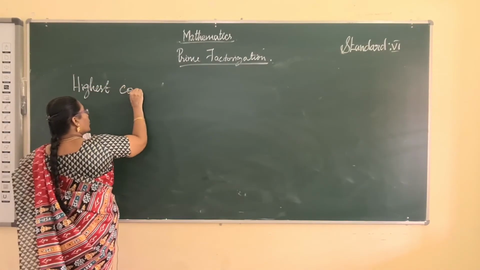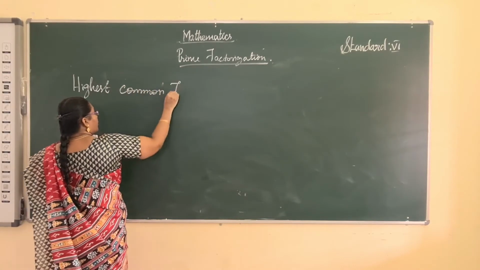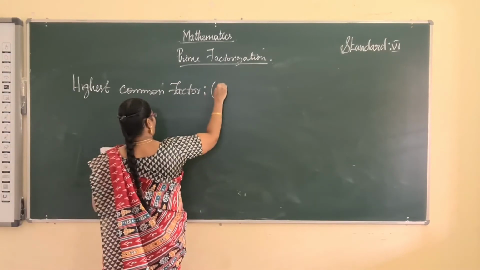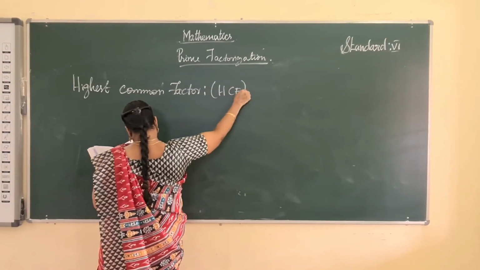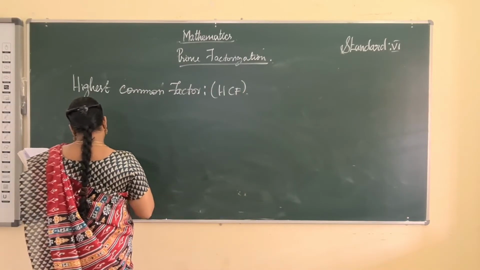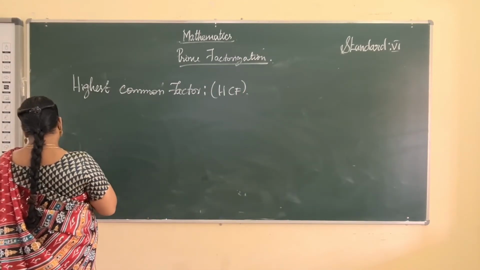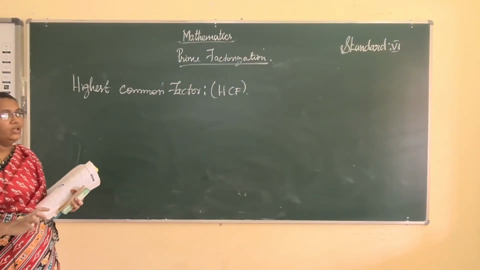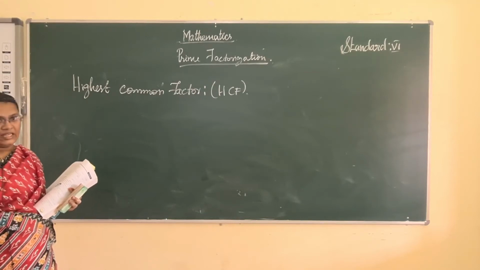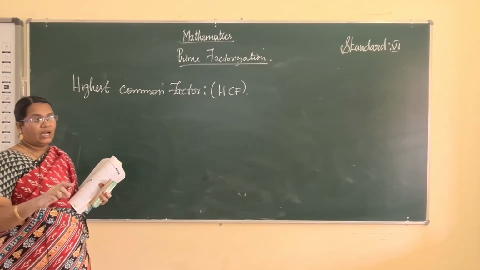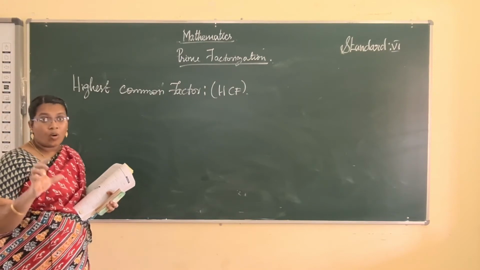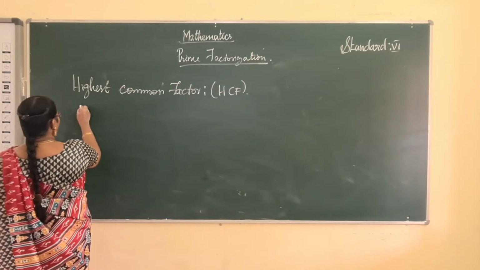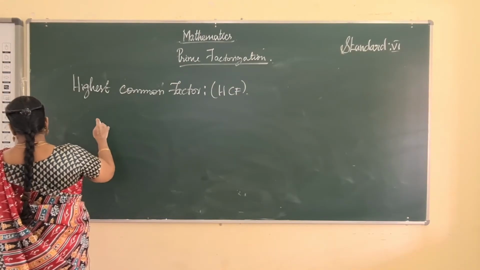Highest common factor. That is called the HCF. So what is the meaning of highest common factor? Given the greatest number, the highest number from the given numbers. Okay, that is a highest common factor. See the example.